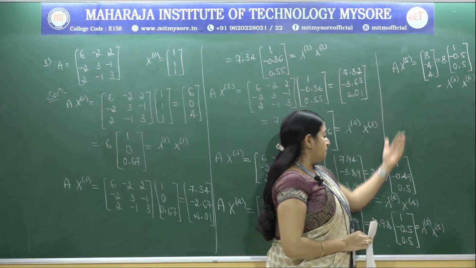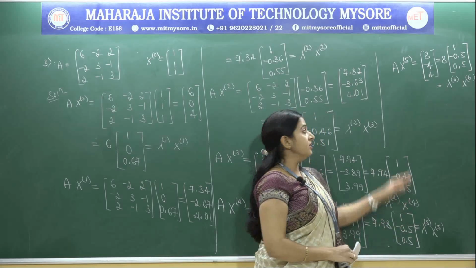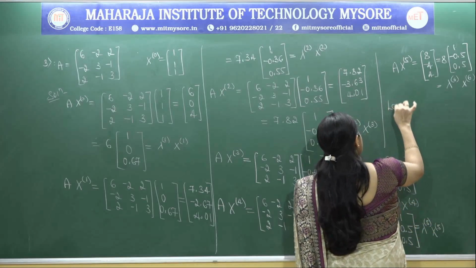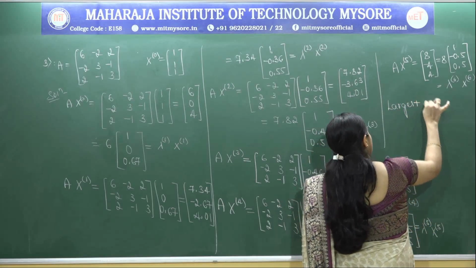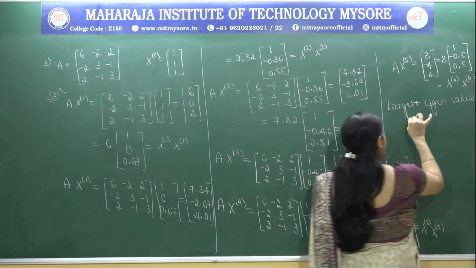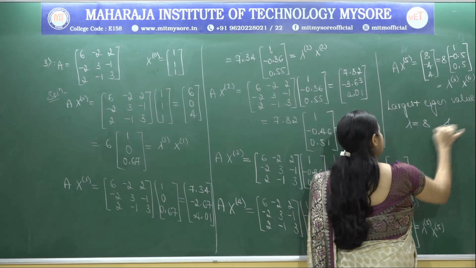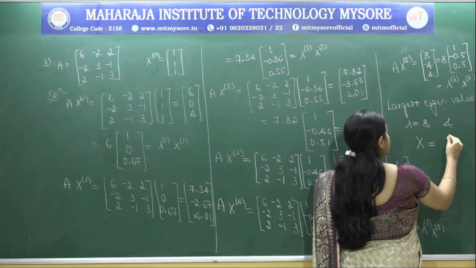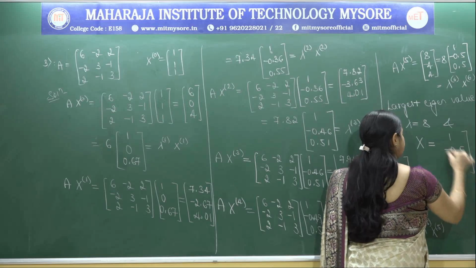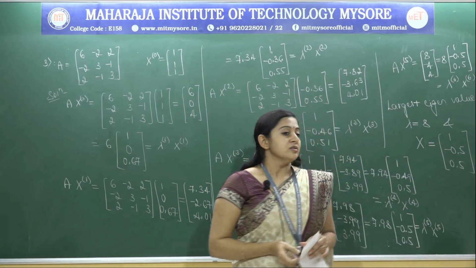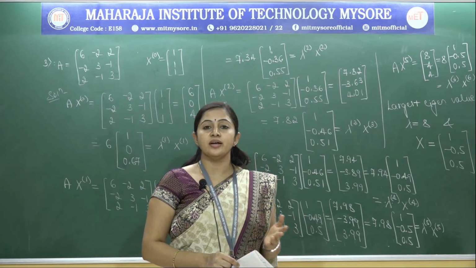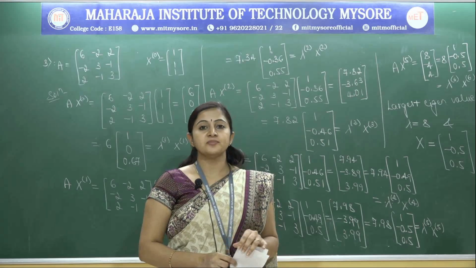In the previous term it is 7.98 and now it is 8, so both are approximately the same. So you can conclude that the largest eigenvalue is lambda equals 8, and the corresponding eigenvector is 1, minus 0.5 and 0.5. So this is the procedure to find the largest eigenvalue and the corresponding eigenvector using Rayleigh's power method. Thank you.